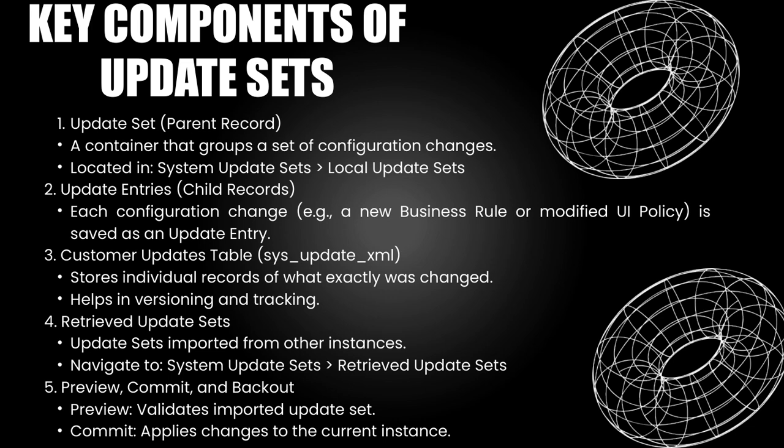Next, within each update set, there are individual records called update entries. These are the specific changes, like a new business rule or a modified UI policy. Each change is saved as a separate entry, making it easier to track and manage what exactly has been modified.